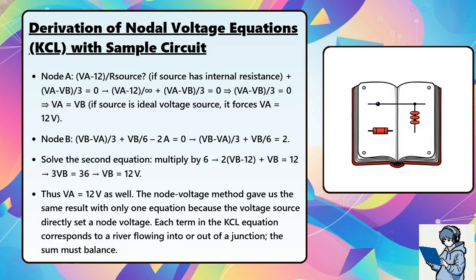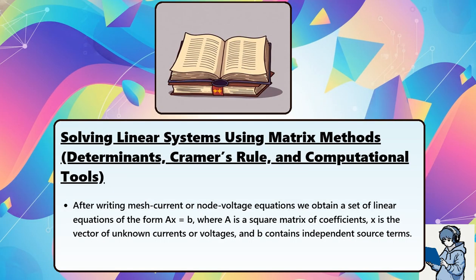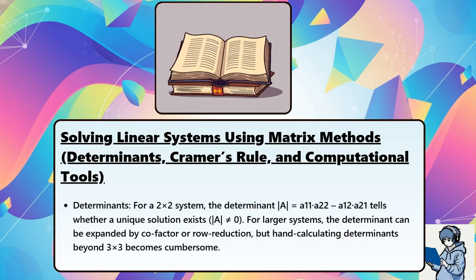The sum must balance. After writing mesh current or node voltage equations, we obtain a set of linear equations of the form AX equals B, where A is a square matrix of coefficients, X is the vector of unknown currents or voltages, and B contains independent source terms. Determinants. For a 2x2 system, the determinant |A| equals a11 times a22 minus a12 times a21. It tells whether a unique solution exists: |A| not equal to 0.